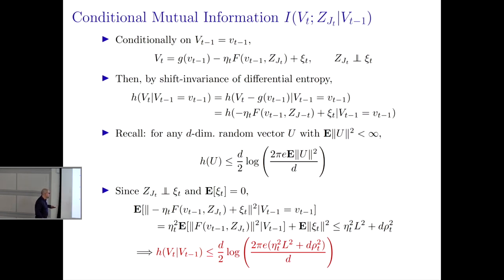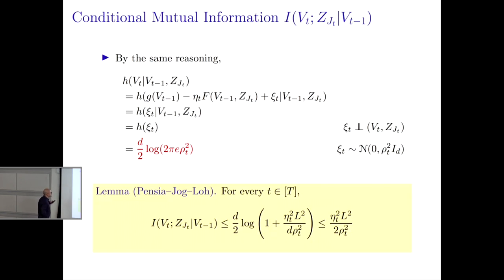So therefore, by this inequality, we see that this term is upper bounded by d over 2 log of that. So this is 2 pi e times our estimate of that second moment divided by d. This is the same reasoning, right? Because if I want the conditional differential entropy, once again, I condition on V_{t-1} and Z_t^j. Now if I condition on these things, then both of these terms are just deterministic. The only thing that's left is X_t, the Gaussian noise, which is independent of everything. Therefore, it's simply the differential entropy of the Gaussian noise. And that's exactly equal to d over 2 log 2 pi e times the covariance matrix trace divided by d. And I just assemble these things. And once you assemble these, this is what you end up with.